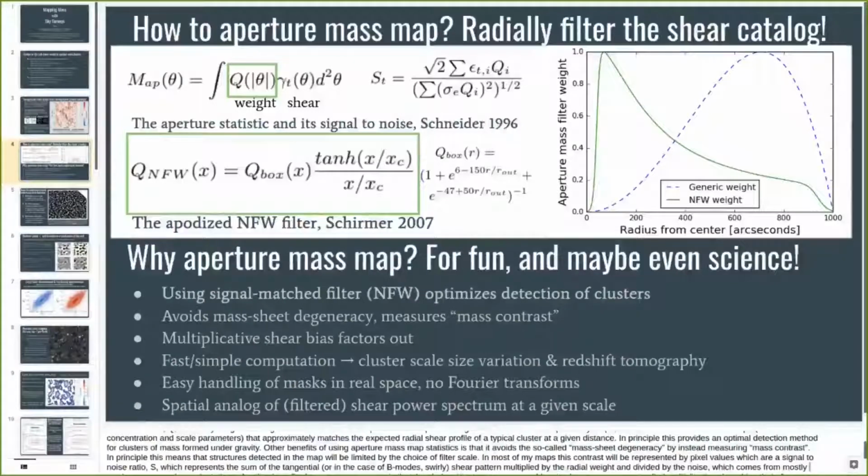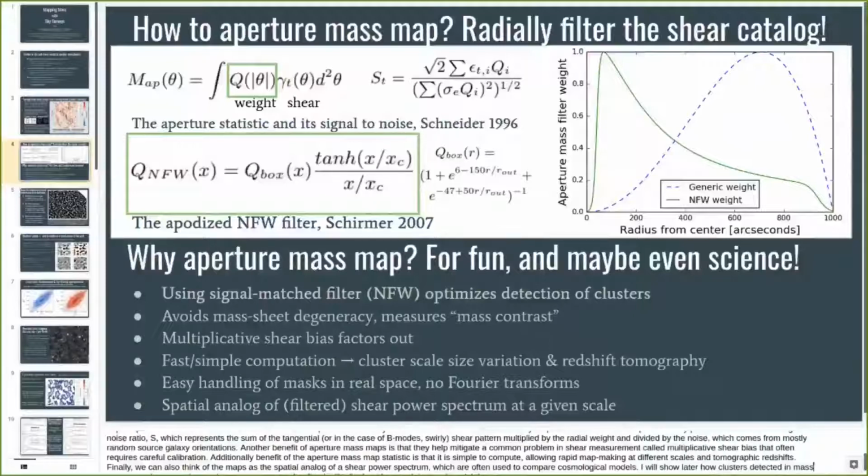scale. In most of my maps, this contrast will be represented by pixel values, which are a signal-to-noise ratio, S, which represents the sum of tangential, or in the case of B modes, swirly, shear patterns multiplied by the radial weight and then divided by the noise, which comes from mostly random source galaxy orientations. Another benefit of aperture mass maps is that they help mitigate a common problem in shear measurement called multiplicative shear bias that often requires careful calibration.